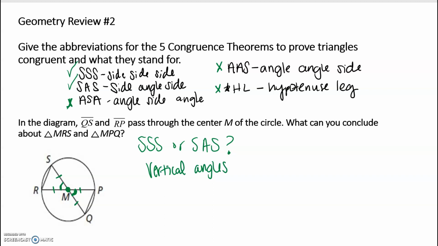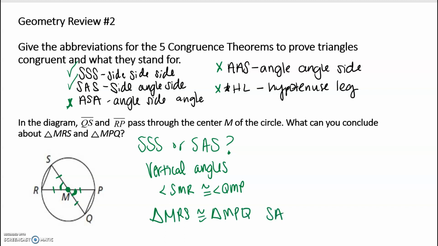And so those look like angle SMR is congruent to angle QMP because they are vertical angles. So then I know that my triangles MRS and MPQ are congruent because of side, angle, side. Okay, so we can conclude those triangles are congruent because of side, angle, side.